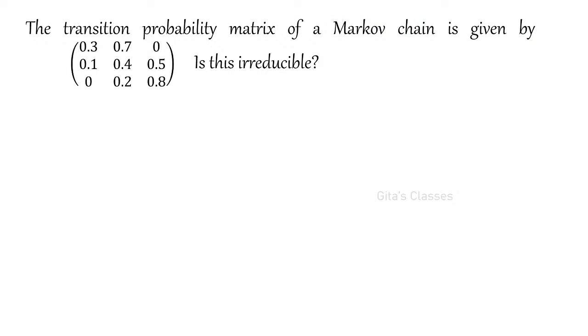Now, next is irreducible. When will you say that it is irreducible? One definite question you can expect like this also. First of all, you should check whether it is a transition probability matrix or not. The row sum should be 1, right? So 0.3 plus 0.7 is 1. Here also, if you add the rows, each sum should be 1. Yes, all the rows have sum 1.